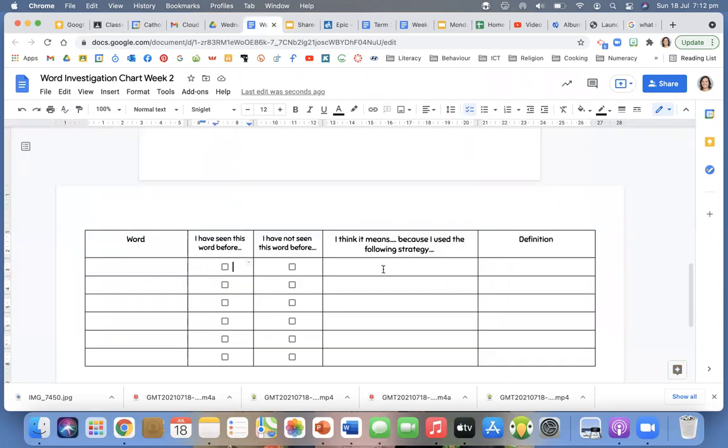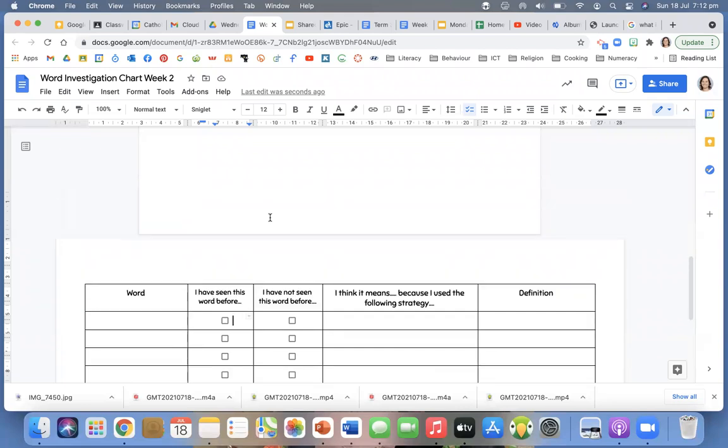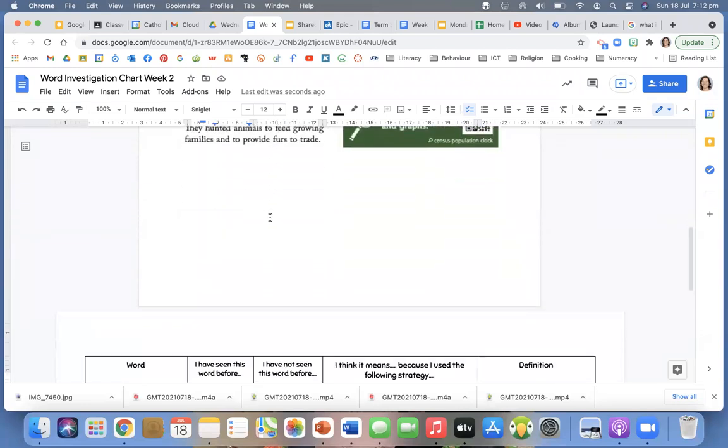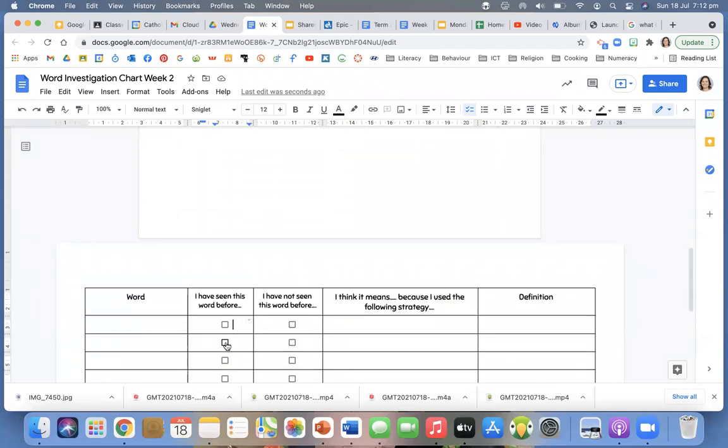So once you've done that, you're then going to actually Google the actual definition and write me the definition you got online, okay? So then you're going to repeat it. Go find another word that you found, write it in, whether you've seen the word before or not. What do you think it means and why? What strategy have you used? And the definition, okay? So that's your task for today.